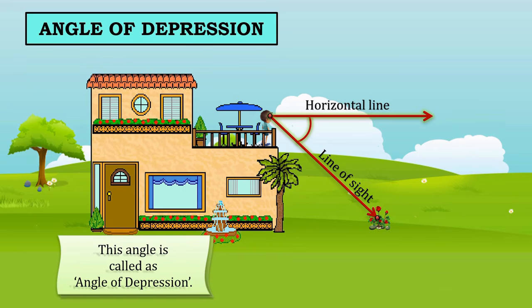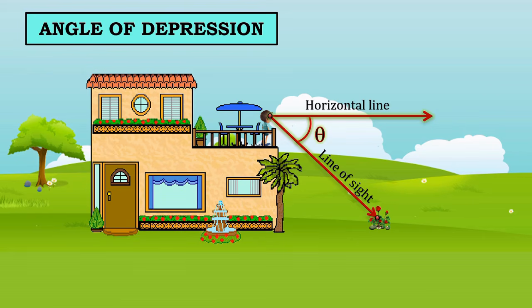In simple words, when we look downward at an object that is below a horizontal line, the angle formed between the horizontal line and the line of sight is called the angle of depression. So, remember this important point. The angle of depression is formed when the object is below the horizontal line. For example, if a person standing on the top of a building looks down at a car, a tree, or a person on the ground, the angle made between the horizontal line and the line of sight is the angle of depression. And, just like before, we usually represent this angle by theta.